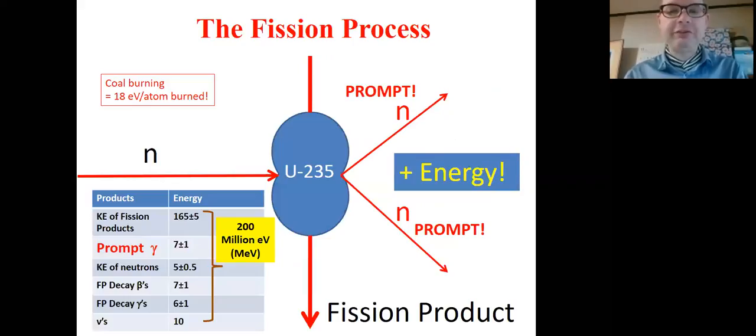There's the last thing, which is the fission process, which we talked about before. This is the nature of nuclear reactors, the energy for nuclear reactors, but also nuclear explosions. If you think about coal burning, it produces about 18 electron volts. Don't worry so much about what that means; electron volts is just a unit of energy. 18 electron volts per atom burned, whereas one fission gives you 200 million electron volts. So it's a very, very different energy scale.